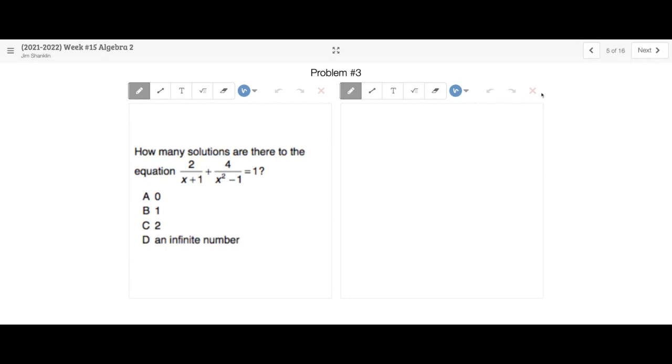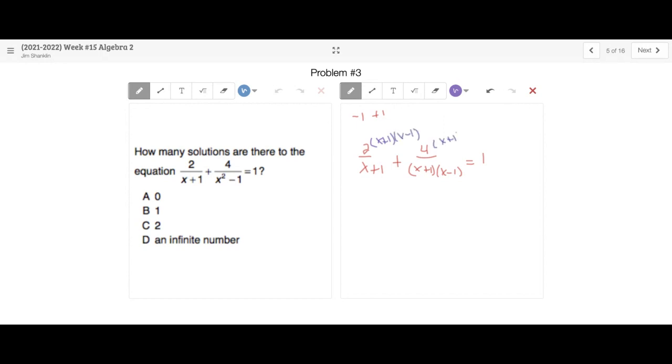All right, let's take a look. Now I know that if I work this problem out, there's going to be some extraneous solutions. If I had -1 or +1, right? -1 and +1 would be extraneous solutions because I have 2 over x plus 1 plus, and then I'm going to rewrite x squared minus 1 as x plus 1, x minus 1, is equal to 1. So I'm going to multiply every single term by x plus 1, x minus 1.